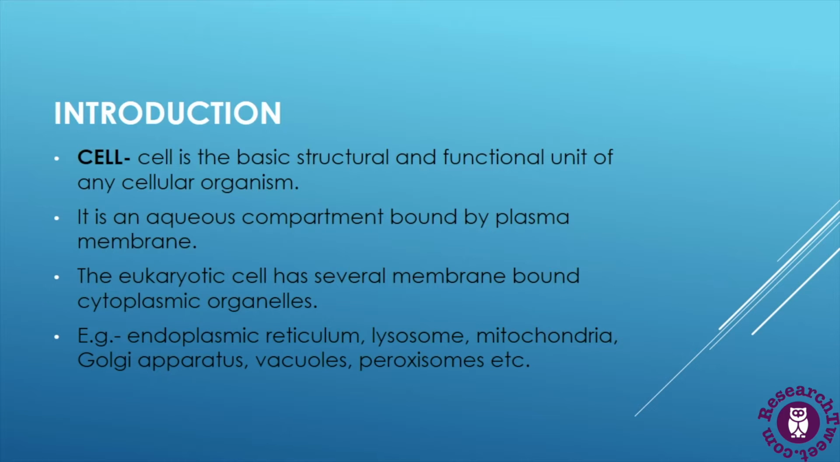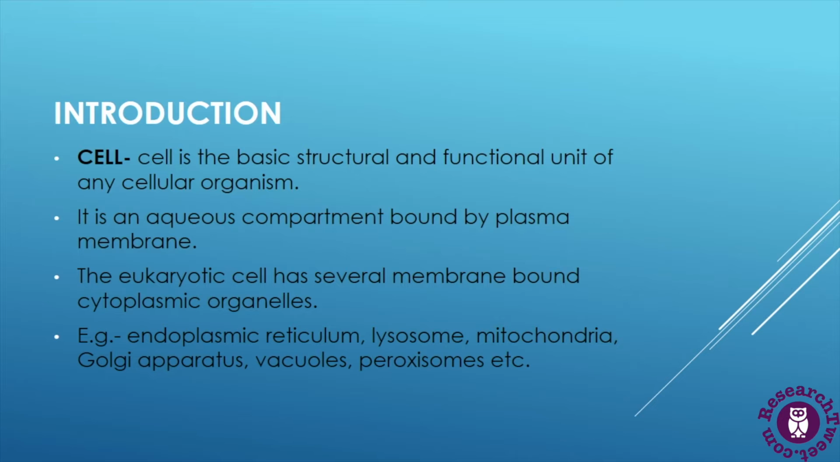And the cell is made up of an aqueous compartment which is bound by the plasma membrane, and this plasma membrane is a double membrane structure which is selectively permeable and helps to cover the cell. Now the eukaryotic cell has several membrane bound cytoplasmic organelles. Cells are of two types basically. One is prokaryotic cells and the other one is eukaryotic cells. Now the eukaryotic cells are more modified and more evolved. They have a well defined nucleus and several membrane bound organelles in it.